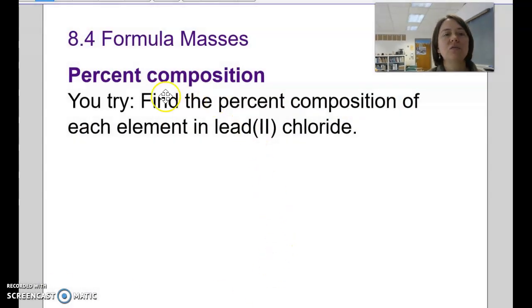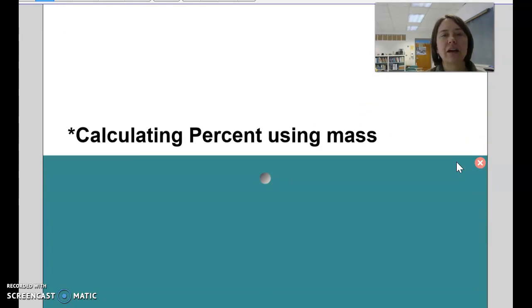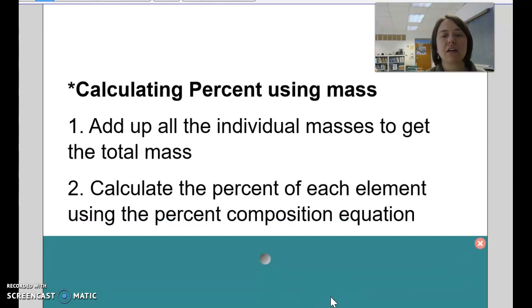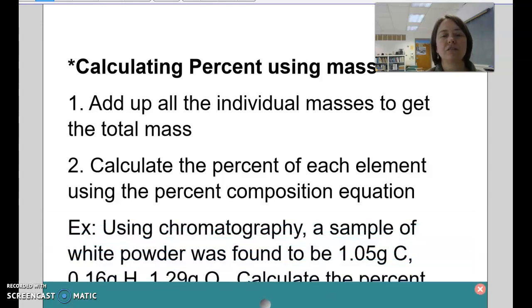So previously you found the percent composition of each element in lead II chloride. Now we're going to figure out how you calculate the percent composition using mass. So please write this down. First thing you do is add up all the individual masses to get the total mass. Then you calculate the percent of each element using the percent composition equation.